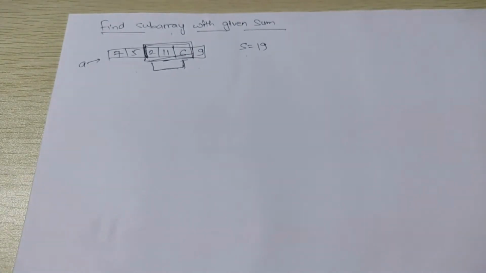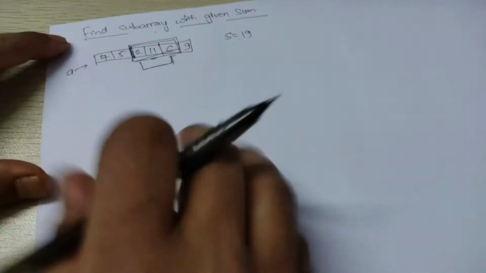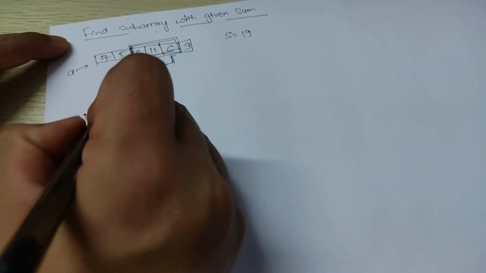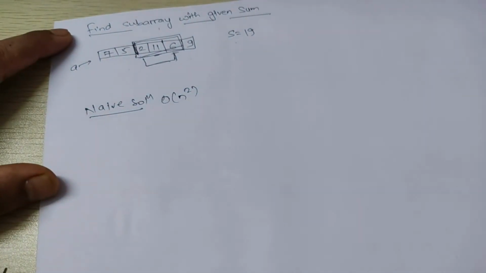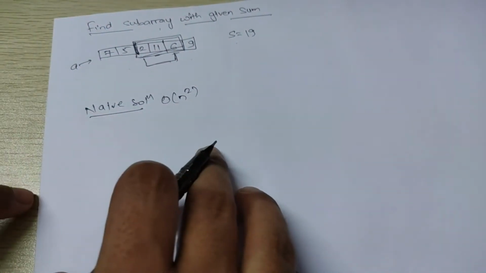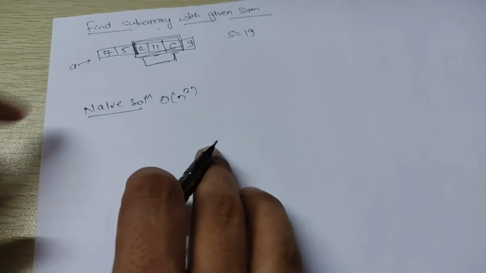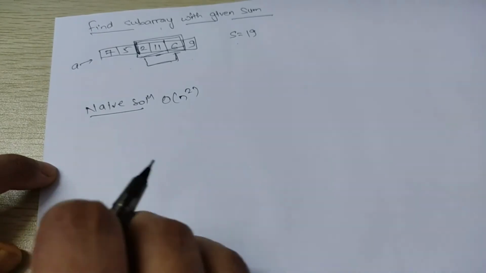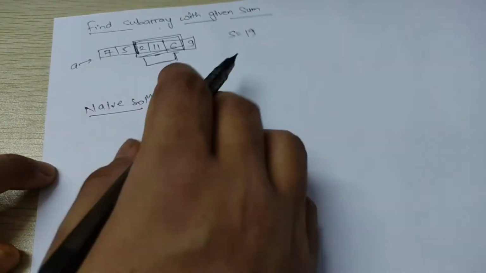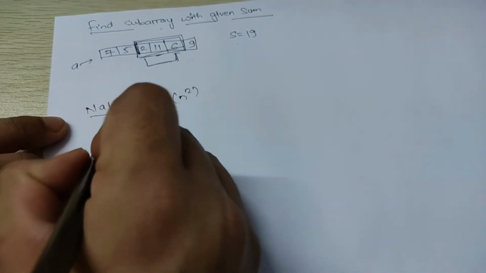Now we'll see two solutions. The first one is the naive solution and then we'll see the efficient solution. The time complexity the naive solution will take is order of n square. The idea behind this solution is to find all the subarrays, and then after finding all the subarrays you have to check whether their sum is equal to the given sum or not. You can use nesting of loop for that.